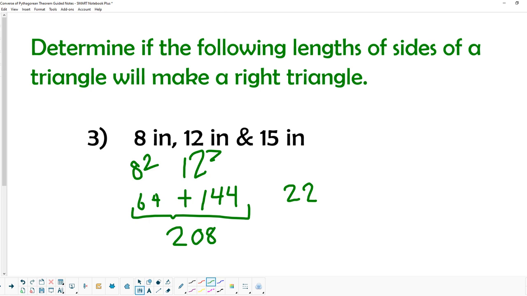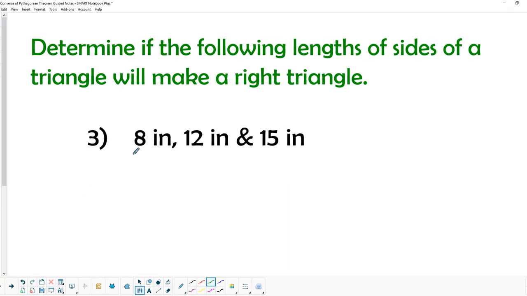And then on the second one, when you square it, oh, excuse me, 225. I dropped that 5 by accident. So anyhow, 15 squared is 225. And so these two things do not equal each other. 8 squared plus 12 squared does not equal 15 squared.